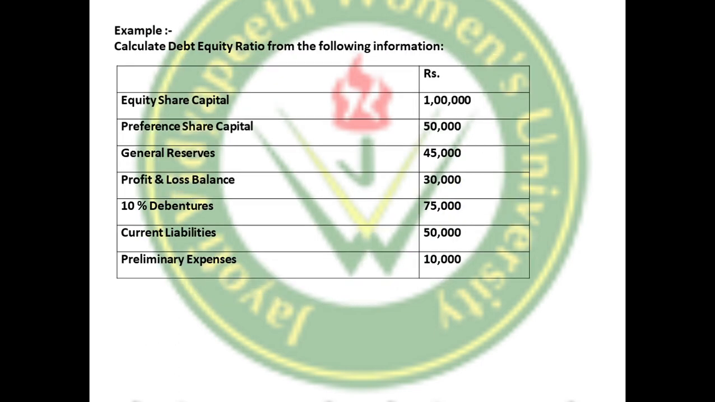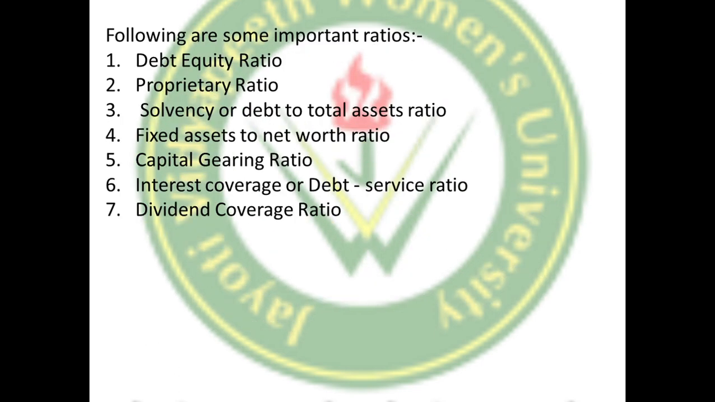In this video, basically we have covered two ratios: debt equity ratio and proprietary ratio. Now 5 more ratios are remaining: solvency or debt to total assets ratio, fixed assets to net worth, capital gearing, interest coverage or debt service ratio, and dividend coverage ratio. These ratios we will discuss in the next video.